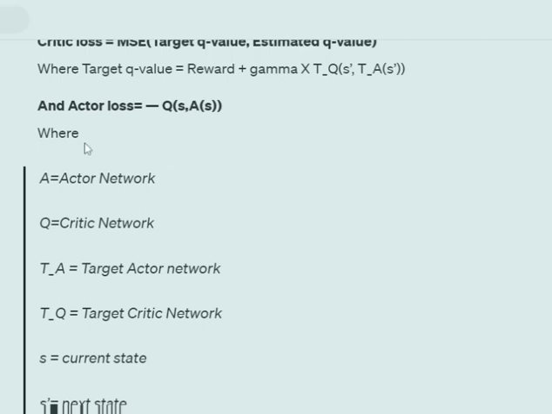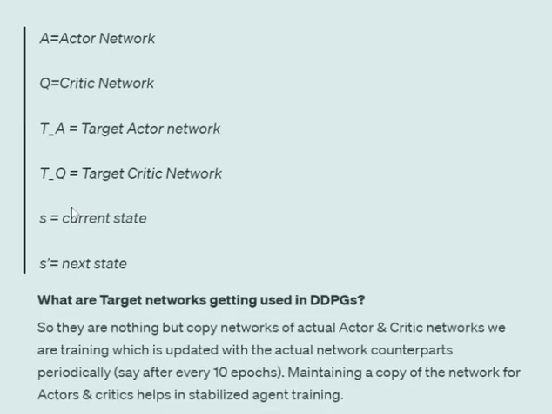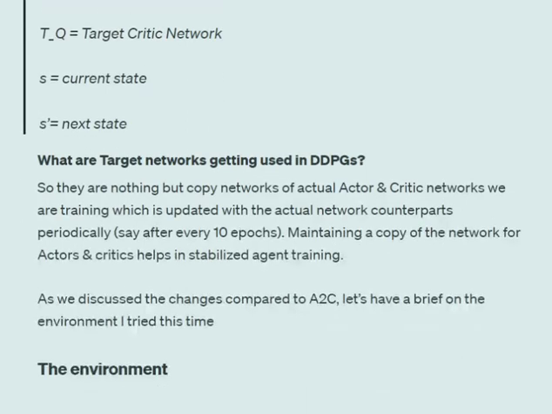In actor's loss, it is not mentioned critic's loss right now. Estimated Q value would be used, and s bar is the next state. So now the next question is, what are target networks? Target networks are nothing but a copy of the actual actor and critic networks, which are updated with the actual network counterparts periodically. So for example, assume that for the actor network we have a target actor, and for the critic we have a target critic.